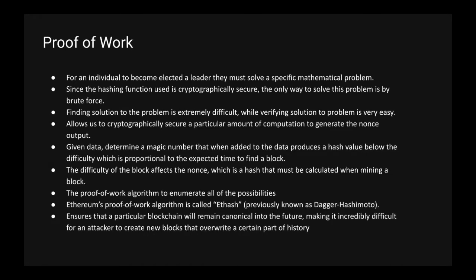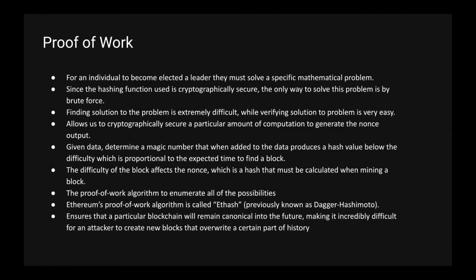So essentially, for an individual to be elected as a leader, they must solve a specific mathematical problem. Since the hashing function is cryptographically secure, the only way to solve this problem is by brute force. So finding the solution to the problem is extremely difficult, but verifying the solution to the problem is incredibly easy. It allows us to cryptographically secure a particular amount of computation to generate the nonce output.